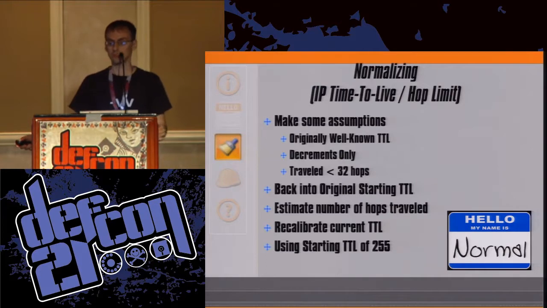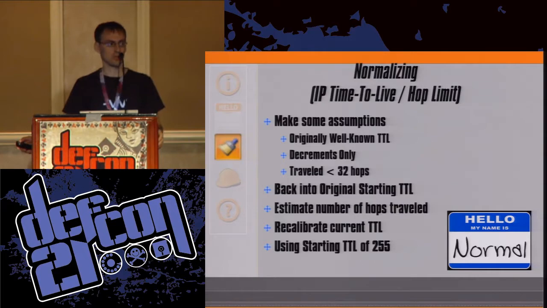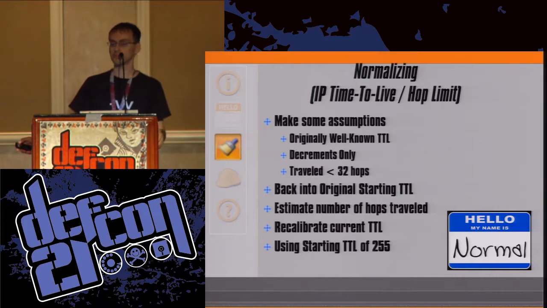Now the algorithm to normalize the IP time to live makes some assumptions: that the starting TTL was originally a well-known value, and you can look that up on the internet, there's a list; that as the packet traversed the network, it would be decremented only; and that the packet travels or would travel less than 32 hops. These are reasonable assumptions to make given the expectations that we have out there. It's true for 99% of the packets out there. So it turns out they're pretty sound assumptions.